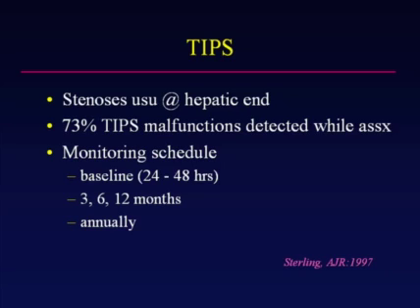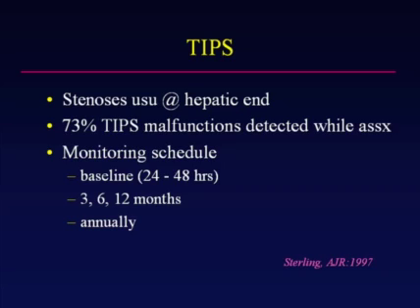In terms of following the patient, once the TIPS shunt has been placed, it's important to recognize that stenoses typically occur at the hepatic end. In addition, it's also important to note that about 73% of all TIPS stenoses or malfunctions are detected while the patient is asymptomatic. So if you only examine a patient's TIPS once they are symptomatic because of bleeding, redevelopment of ascites, or abnormal liver function tests, you usually have waited too late to identify the stenosis.